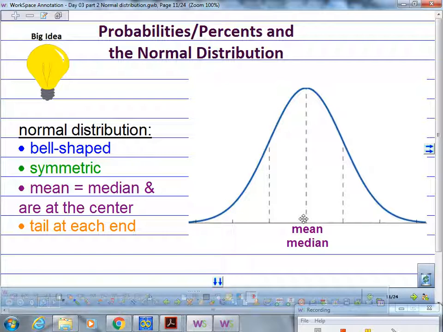They are not the same thing, but if it's normally distributed, they'll be in the same place. That's a really good question. Okay? All right.